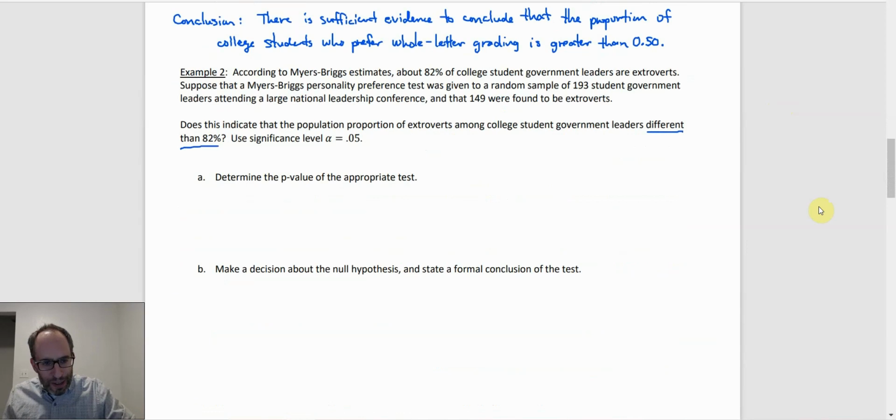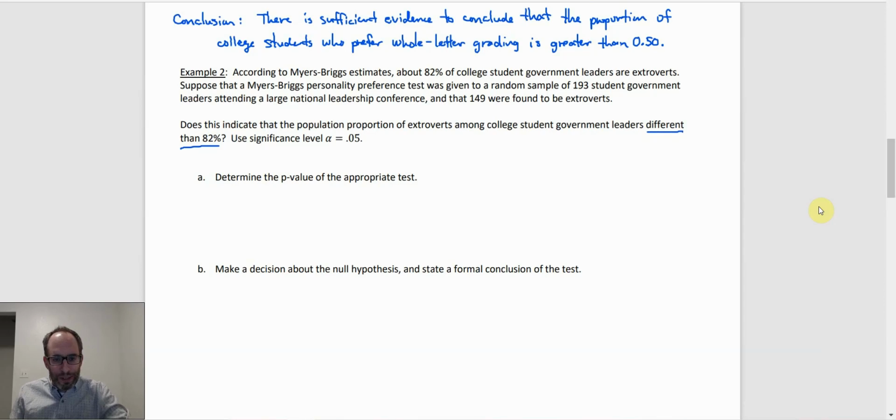Different than 82%. That's what we're looking for evidence of. So different than doesn't specify a direction, so we can't specify a direction either, and we're going to need a not equal to in the alternative hypothesis. So let's see what we got up toward the top. According to Myers-Briggs estimates, about 82% of college student government leaders are extroverts. And then we had a random sample of 193 of them who were given the Myers-Briggs personality preference test, and 149 were found to be extroverts. Okay, that gives us our p-hat, right? 149 out of 193 in the sample.